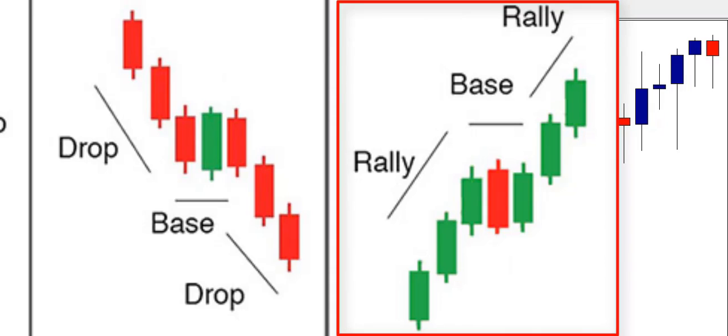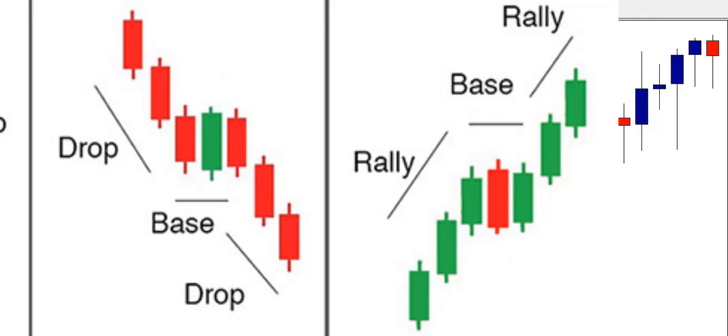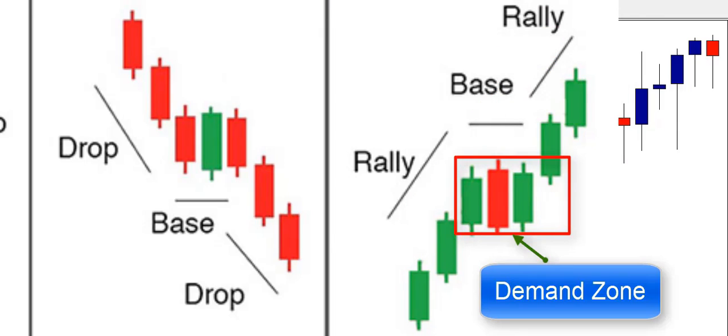The rally-based rally is a type of demand zone which forms during an up move. A rally is an up move followed by a small consolidation, which is referred to as a base, and followed by another rally which creates the demand zone itself. A rally-based rally will always create a demand zone. They will never create a supply zone.